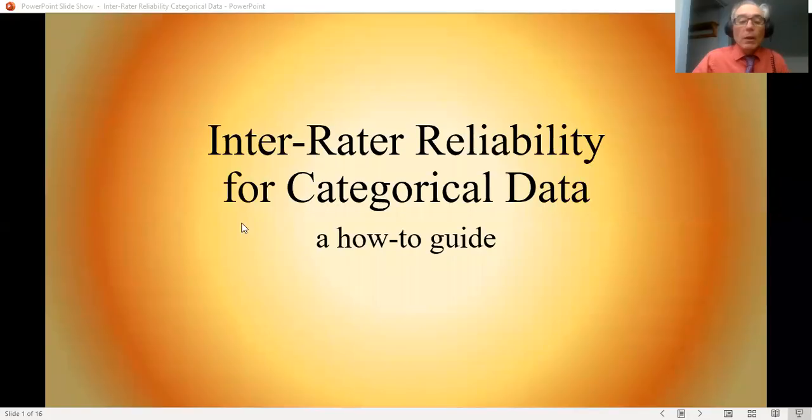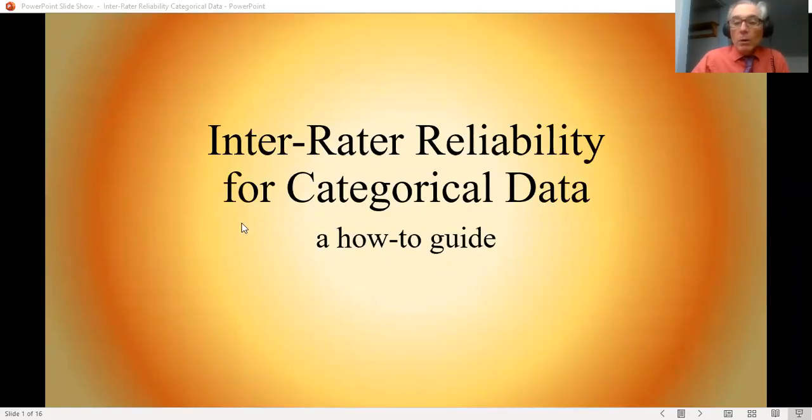Hello. Today we're going to be looking at inter-rater reliability, specifically inter-rater reliability for categorical data, that is, situations in which we are placing observations within given categories. A separate video will cover the subject of inter-rater reliability for dimensional ratings. So here we go. We're going to look at a few slides together and see how this works out.